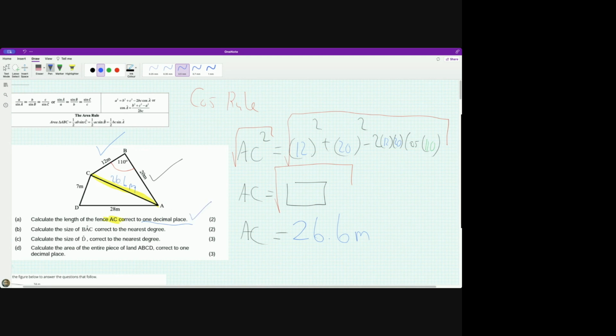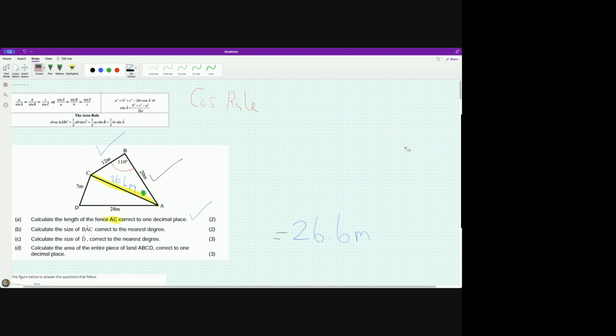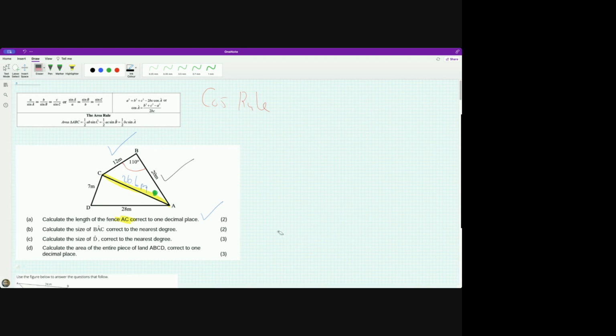That was the first question. The next question is to find the size of angle BAC. Where is BAC? BAC is going to be this green dot down here. I want to know what rule we should use to find that green dot, given the information that is currently there. We might have more than one choice, so just choose whichever one you think would be best. What rule would you use to find BAC of the 3 rules on the top here?